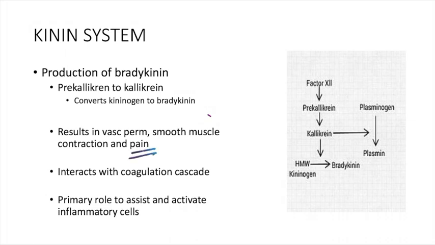This also interacts with the coagulation cascade. Remember how I said these things are interdependent? They're all part of layers of the response. So this augments inflammatory response in multiple ways. Dilation of those blood vessels, acts with prostaglandins to stimulate the nerve endings to give us the pain, and also causes smooth muscle contraction and may increase leukocyte chemotaxis as well. Interacts with coagulation cascade, the Hageman factor.